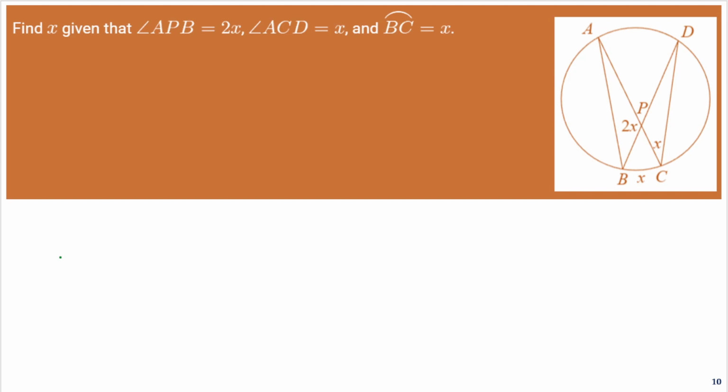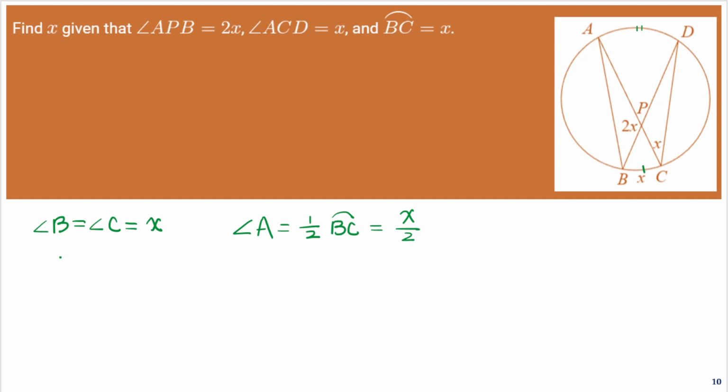Okay, since angle B and angle C are inscribed in the same arc, which is AD, right? So they must be equal, since each equals half of the arc. Therefore, we know angle B equals angle C equals x, right? Also, since angle A is inscribed in arc BC here, we know that angle A must be half of that arc, which is 1/2 of arc BC, right? Which equals half of x.